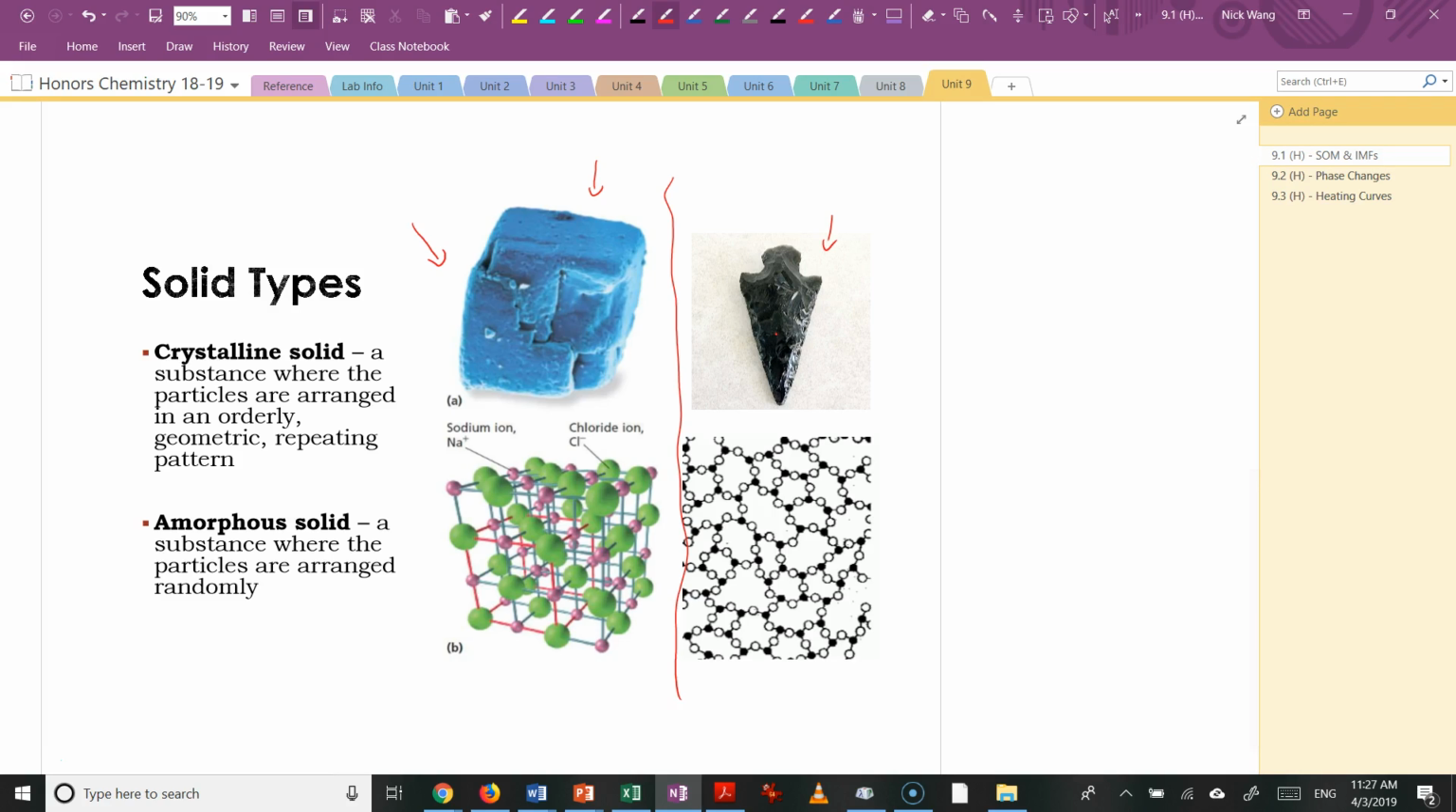But again, that's reflecting the fact that down here on the particle level, these particles are arranged in a non-obvious repeating pattern. Alrighty, that'll do it.